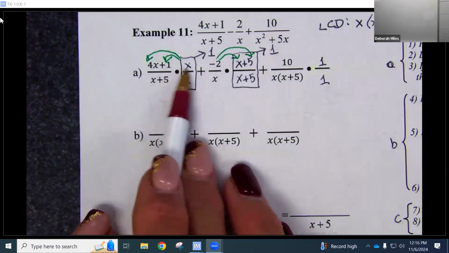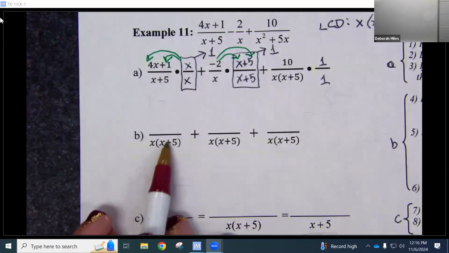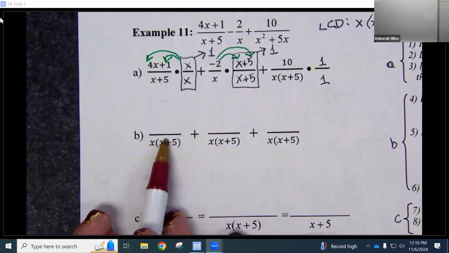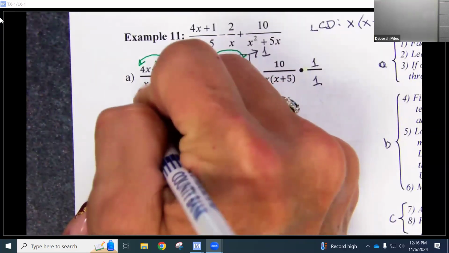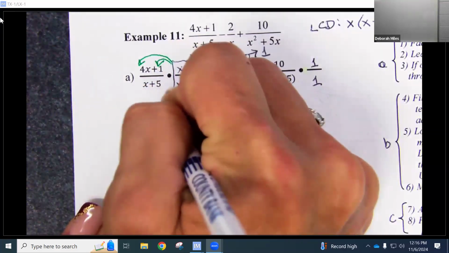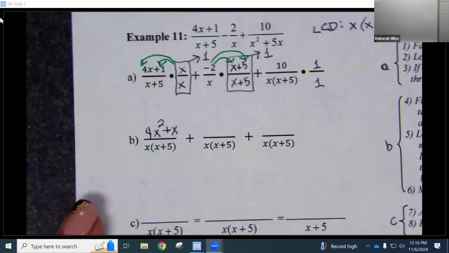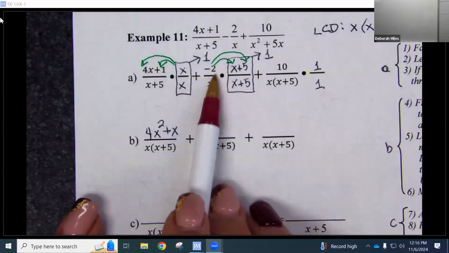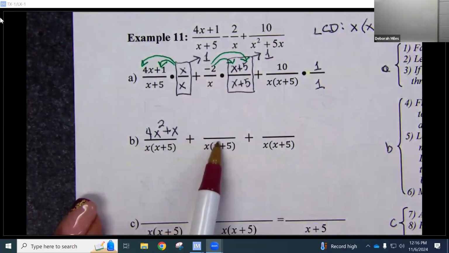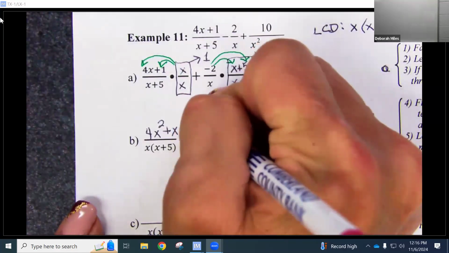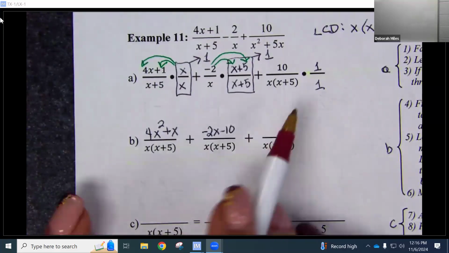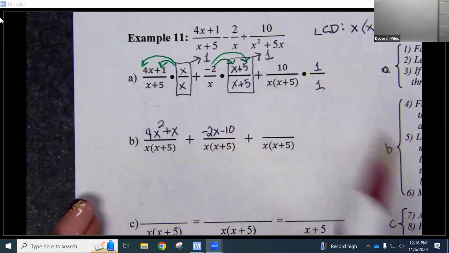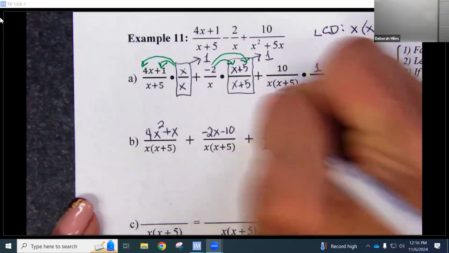When I distribute this X completely, what's this first new numerator become? Perfect. When I distribute this -2, what does the second new numerator become? -2x minus 10. And the third numerator, 10 times 1 is still 10.